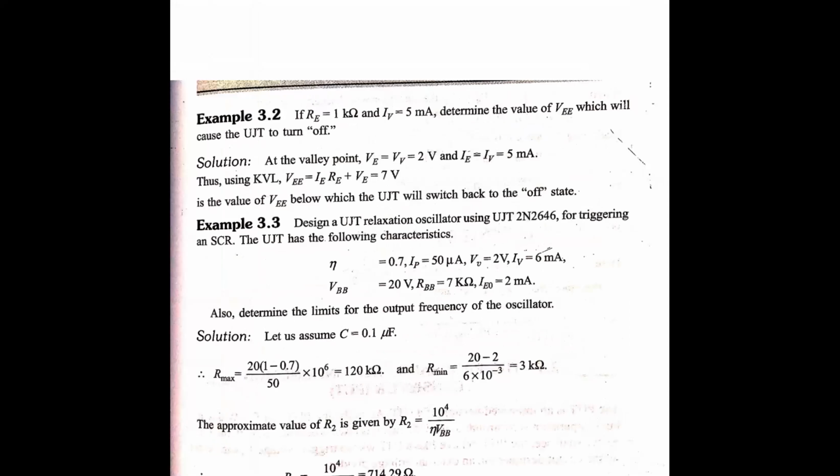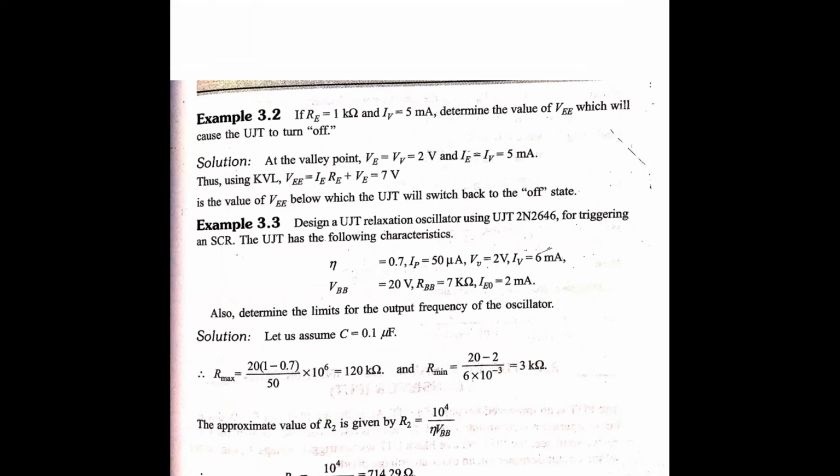I will just take up some problems on the UJT. You can see here the problem: if RE is equal to 1 kilo ohm and valley current is 5 milliampere, determine the value of VE which will cause the UJT to turn off. Okay, so VV, the valley voltage, is 2 volts, taken from the characteristics, and IE is equal to IV, 5 milliamperes.